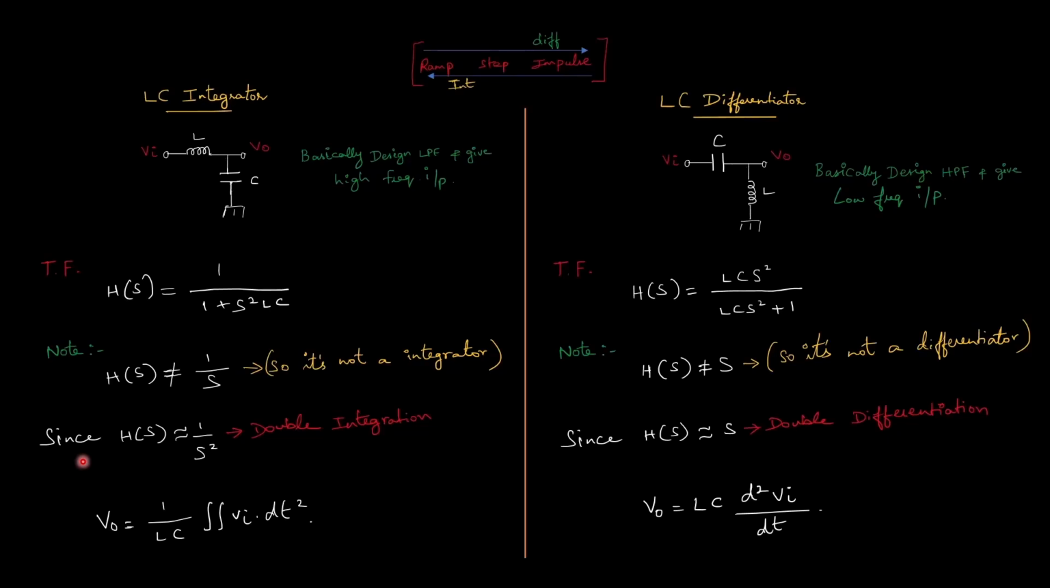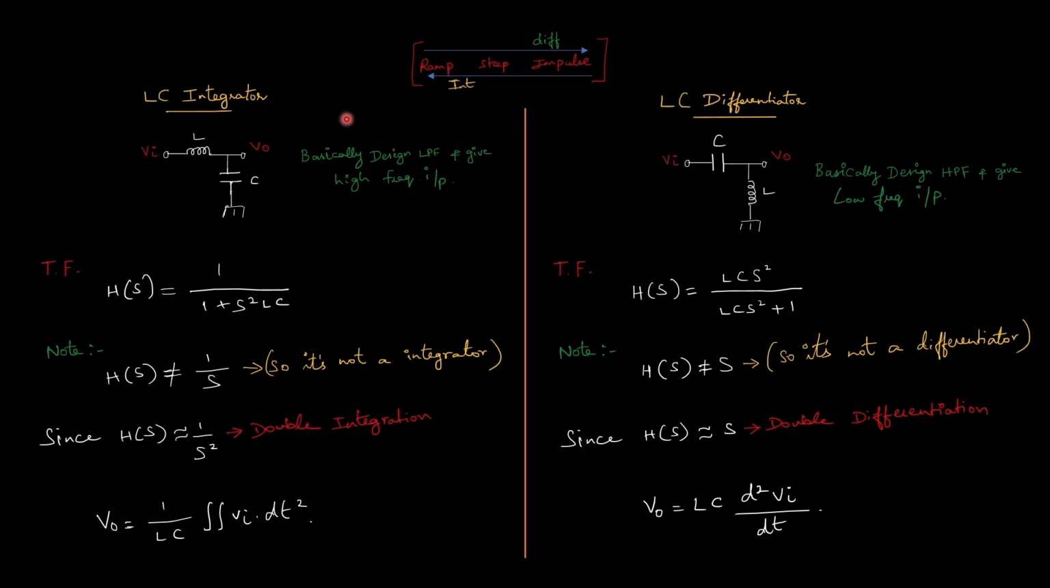In the previous videos, we explored the LC low pass filter and high pass filters. Today we are going to take that idea one step further. We will investigate whether an LC low pass filter can behave as an integrator and whether an LC high pass filter can behave as a differentiator. We will derive the transfer functions, understand why these circuits perform double integration and double differentiation, simulate them in Cadence, and finally see why practical implementations don't always behave as expected.